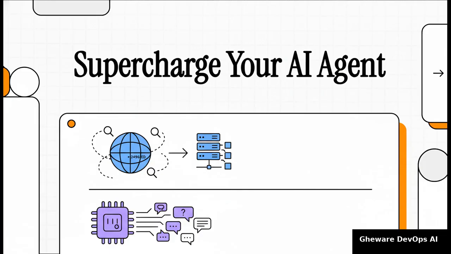Today, we're giving the agent you built two, honestly, incredible superpowers: the ability to search the live internet and a memory to actually recall your conversations. By the end of this, your agent isn't just going to be smart, it's going to be aware and conversational.